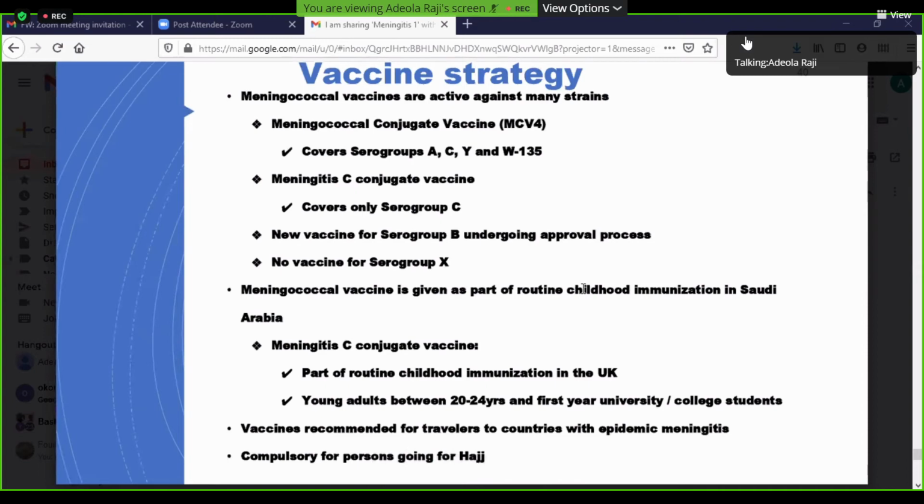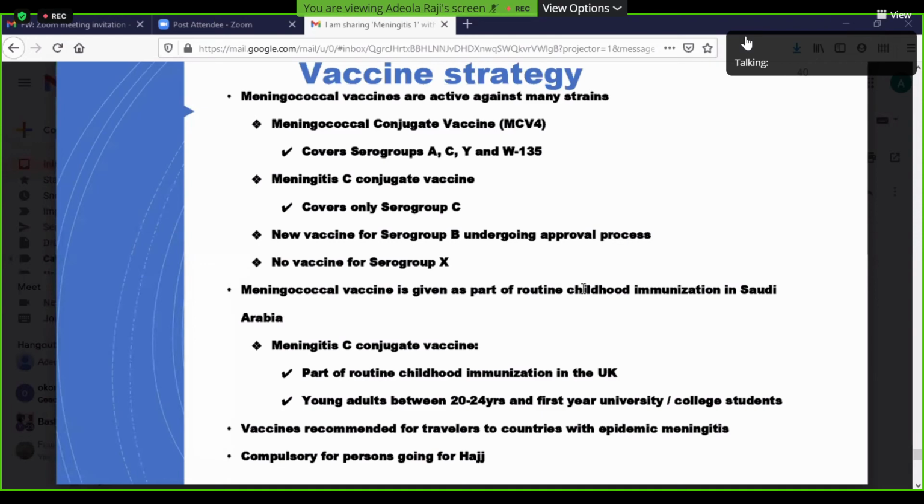With meningococcal vaccines, you have different vaccines that are active against different strains. So you have the conjugate vaccine, which will immunize against A, C, Y, and W135. Then you have the meningitis C conjugate vaccine. Then you have the new vaccine for serogroup B that is undergoing test and approval process. So far for serogroup X, we don't have any vaccine.